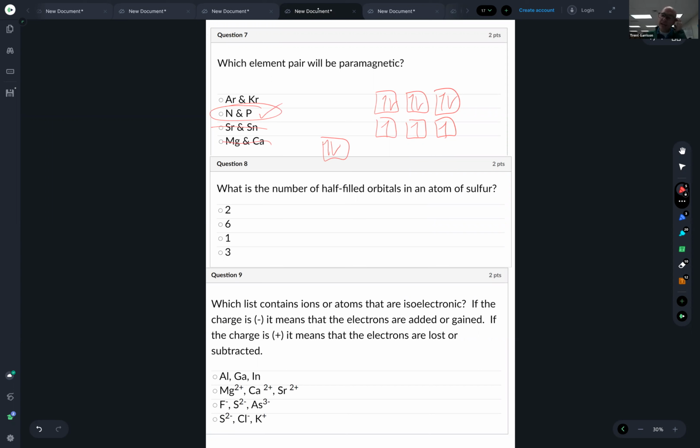What is the number of half-filled orbitals in sulfur? Sulfur has in the P's, it has 4 electrons. 1, 2, 3, 4. So how many half-filled? The answer is 2.